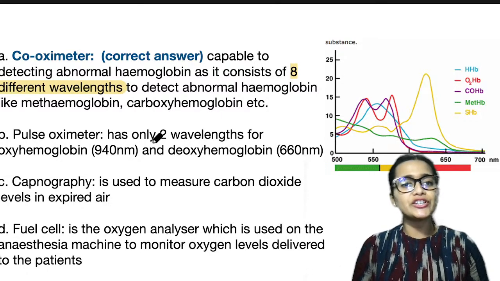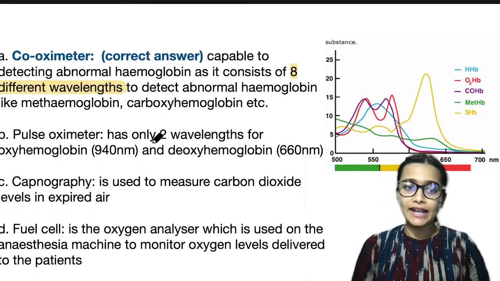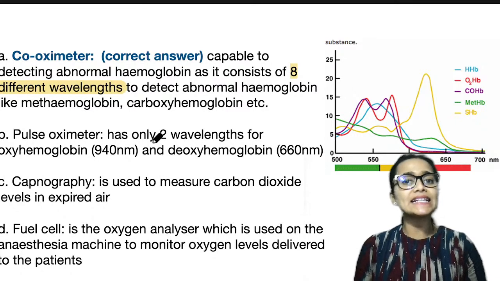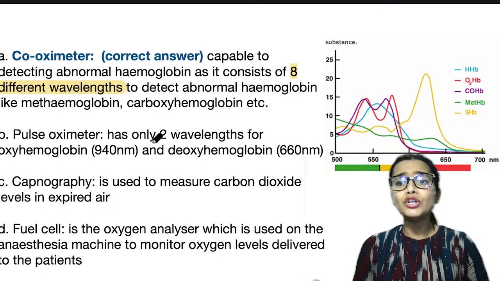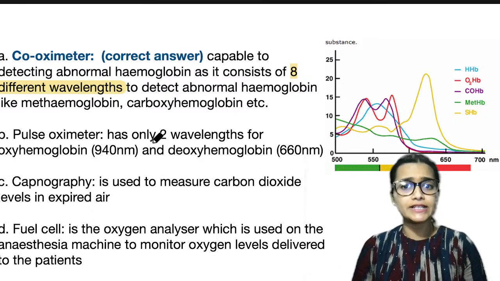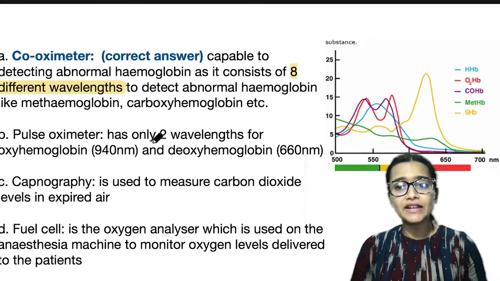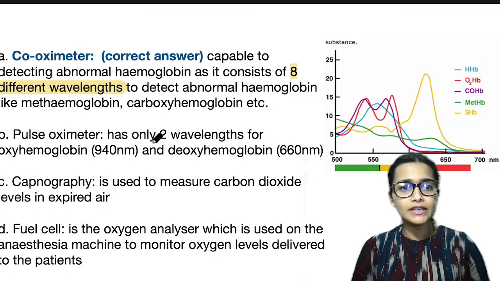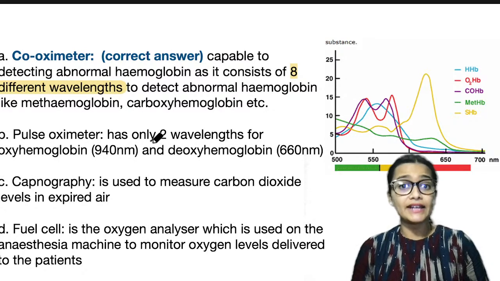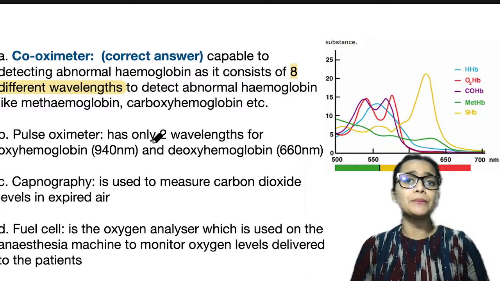If you look at your traditional device of pulse oximeter, it only has 2 wavelengths. One is your infrared and red light, 940 nanometers and 660 nanometers. But if you look closely into the diagram that I have just displayed, it shows different wavelengths for hemoglobins like sulfhemoglobin, methemoglobin, carboxy. So co-oximeter would be the correct answer since it can actually detect the percentage of carboxyhemoglobin.